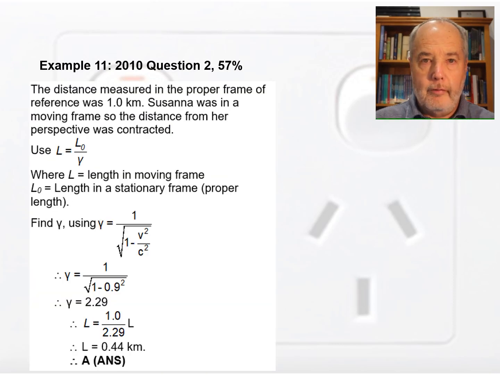Jim is in the proper frame. Susanna is in the moving frame. Susanna is going to measure the contracted length. If you do the calculation, you get gamma is equal to 2.29. Dividing 1 by that gives me 0.44 meters. Therefore, the answer is A.